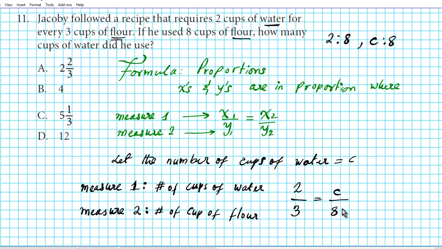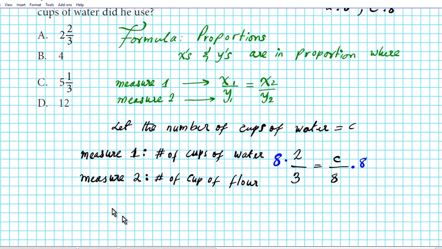Now let's get C by itself. That will tell us the number of cups of water for 8 cups of flour. To get C by itself, we're going to solve this resulting algebraic equation. Since C is being divided by 8, we're going to undo that by using the inverse operation, which is multiplication. So we'll multiply both sides of the equation by 8. On the right side, these two divide out. So that leaves us with C equals 8 times 2 over 3.